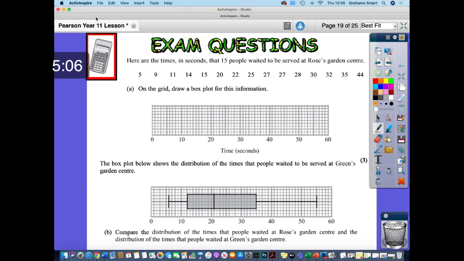Okay folks, don't forget when you're doing part B, try to come up with more than one reason. Try to come up with at least two reasons, or two comparisons between the times people waited at Rose's Garden Centre and the distribution of the times that people waited at Green's Garden Centre. Don't just do one, come up with a few.